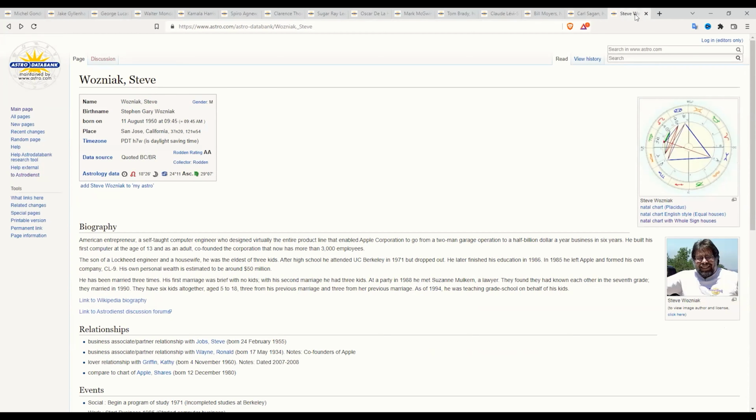Wozniak has the North Node right on his descendant. It's amazing because Apple changed everything, right? Wozniak's creations and his vision changed our whole reality with the introduction of the personal computer and then the iPhone. I don't think Wozniak developed the iPhone. I could be wrong about that, but he starts this stream of a business that changes the whole reality, right? Changes everything, which is what the nodes can do.